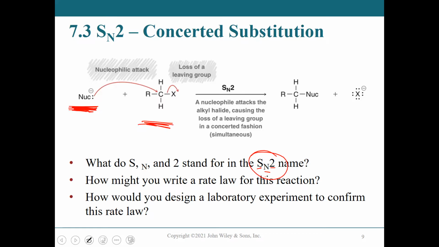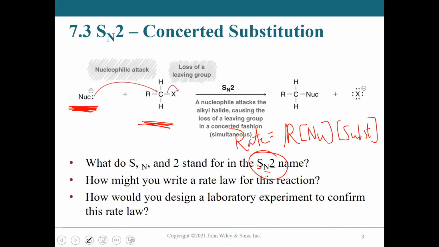How might you write a rate law for this reaction? The rate law for this reaction would be k, concentration of nucleophile, concentration of substrate. That would be how I write the equation for the SN2 reaction, because it really depends on the concentration of the nucleophile and also the concentration of the substrate. So rate equals k, the kinetic constant, times nucleophile times substrate.